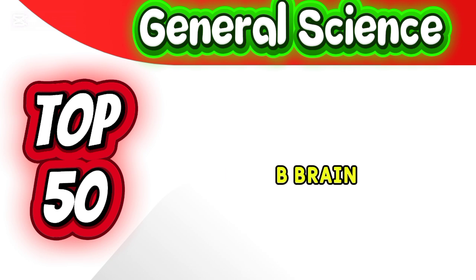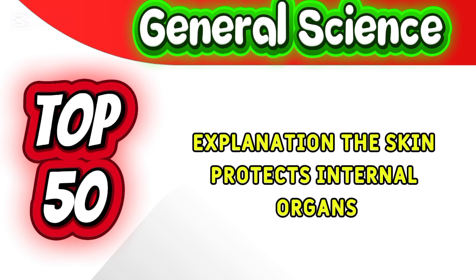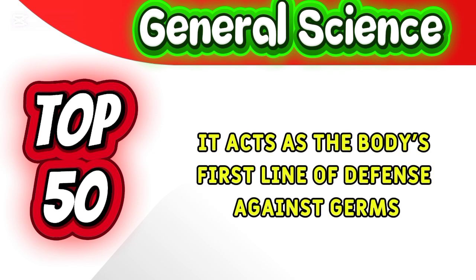21. Question: what is the largest organ in the human body? Options: A, heart; B, brain; C, skin; D, liver. Correct answer is C, skin. Explanation: the skin protects internal organs, regulates body temperature, and helps prevent water loss. It acts as the body's first line of defense against germs.